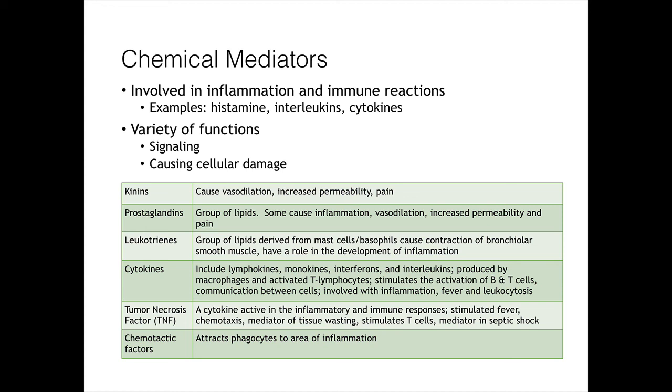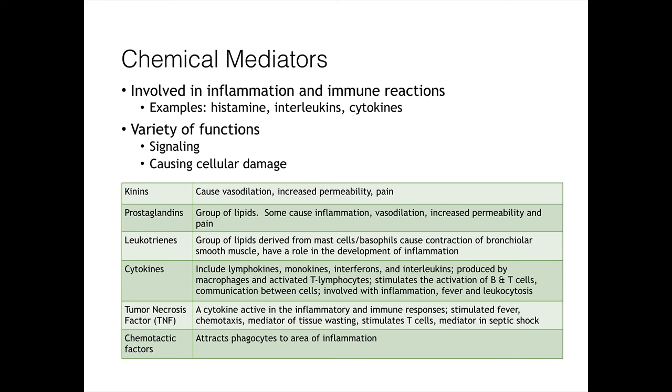Leukotrienes are a group of lipids also derived from mast cells and basophils that cause contraction of bronchial smooth muscle, and they have a role in the development of inflammation. Some of the drugs we use for allergies, when somebody's airway constricts, block those leukotrienes. Cytokine is a very general term, usually signifying some kind of protein hormone that affects cells near the site of origin of the cytokine. There are all sorts of them: lymphokines, monokines, interferons, interleukins. Those are all cytokines. They're produced by macrophages and also activated T lymphocytes.